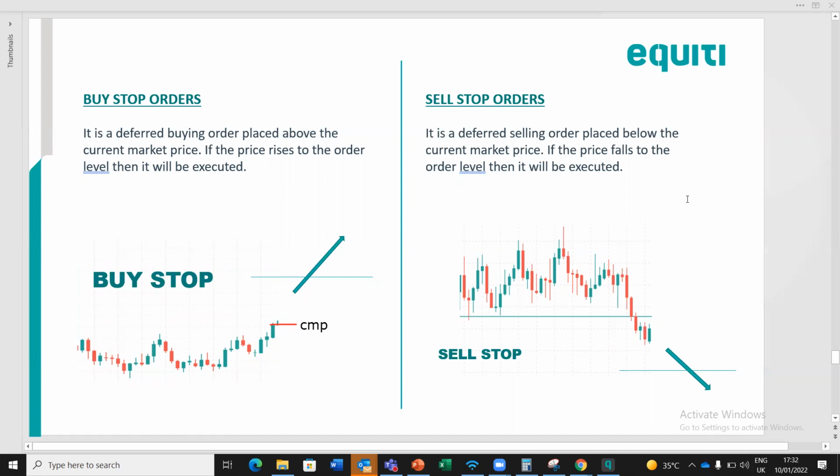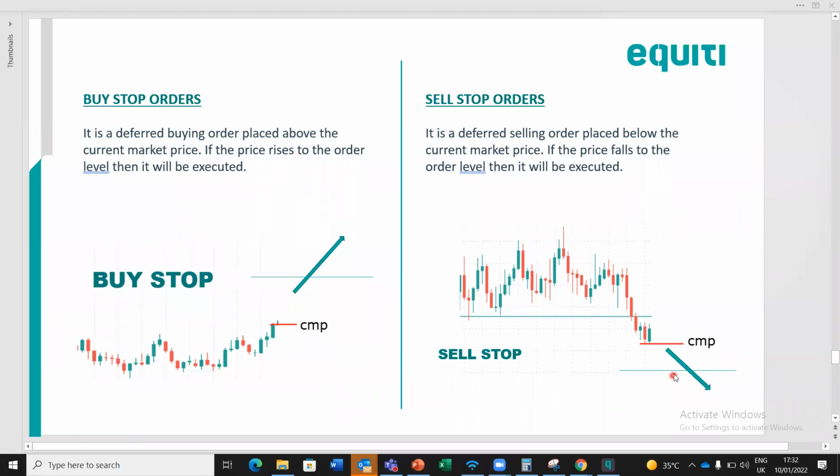Now, in like manner, we have the sell stop order. Now, the sell stop order is simply a deferred selling order placed below the current what market price. It is placed below the current market price. If the price falls to the other level, then it will be executed. So let's say this is the current market price here for this particular asset. All right. But we don't want to sell this asset at this current market price. We want to sell the assets at a later price, at a deferred selling price.